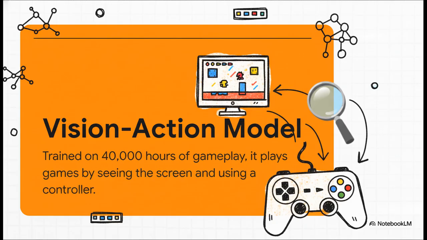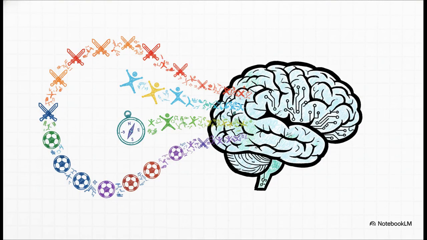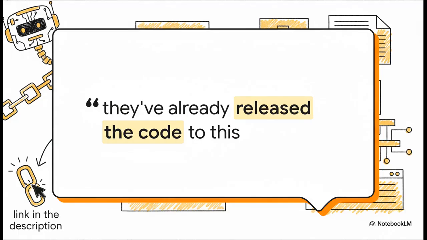There's no cheating. It isn't reading the game's code. This is all about learning complex skills from pure observation and interaction. And that has some pretty serious implications. And the key to its generalist ability? A massive training dataset. We're talking 40,000 hours of gameplay across a huge variety of genres. This diverse training is what allows it to be dropped into a totally new game and figure out the controls and objectives on its own. The code and the model have been released on GitHub. You can find the link for that in the description.